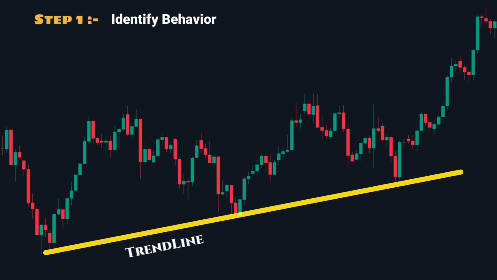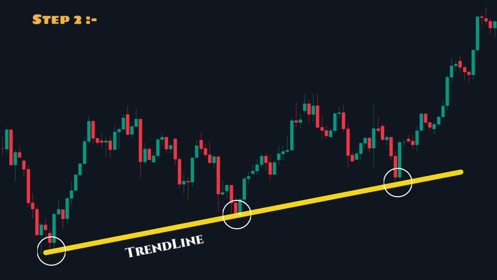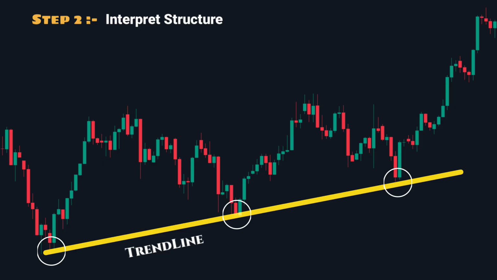Step 1. Identify behavior. Watch how the market approaches a trend line. Does it pause, accelerate, or overshoot? Don't guess, observe. Step 2. Interpret structure. Is the trend line part of a consistent sequence of higher highs and higher lows, or is it a cosmetic line drawn on erratic swings?